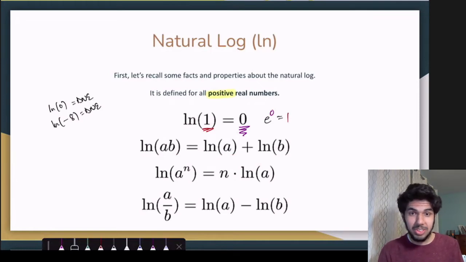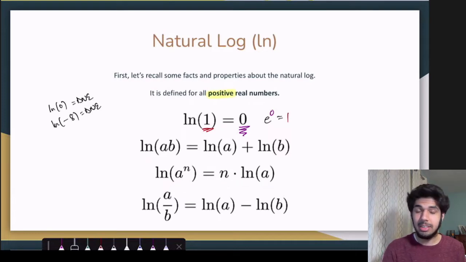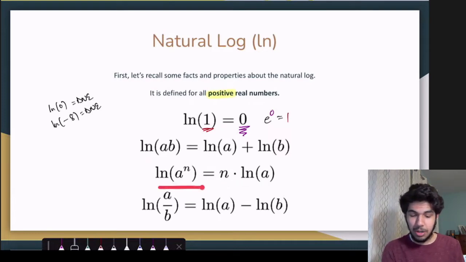Another equally useful property is when we're taking the natural log of some exponent, some power, and we can bring down this n in front of the natural log. So this is equivalent to n times ln of a. This property can actually be seen from the property right above it. We can think of a to the n as a times a times a, n times, and that would just equal ln of a plus ln of a plus ln of a, n times, so we get n times ln of a.